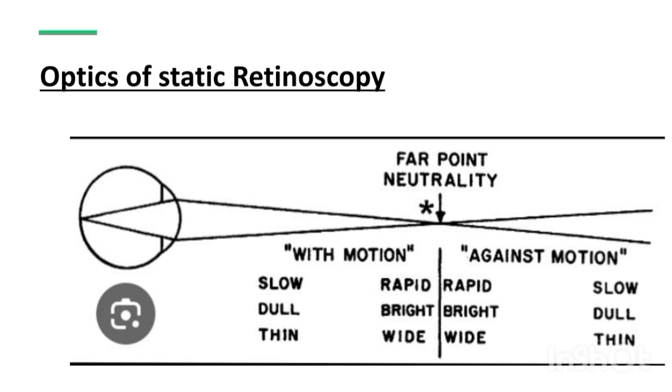There are some words written like slow, dull, thin. It means that when you exactly reach the neutral point, the neutrality, you are at the far point of the patient's eye. At that time the retinoscope reflex on the pupil is very bright and wide. Otherwise, it will be a dull and thin reflex. But let me tell you again, practically it depends very much on practice, how you appreciate the glow of neutrality.